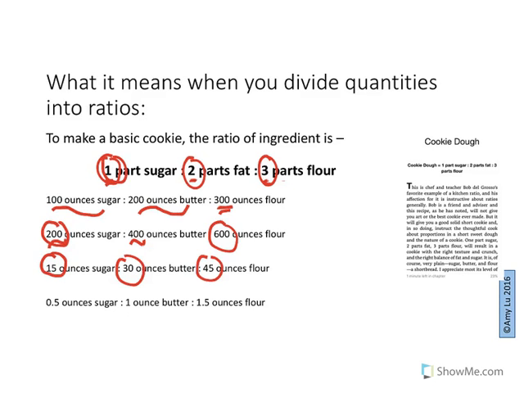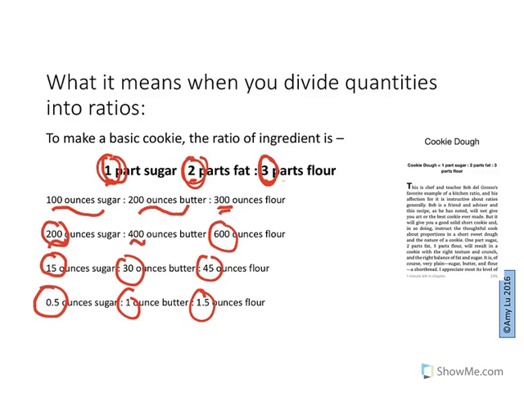And you can also go half. So 1 part sugar, if I use half of an ounce of sugar, that means I would have to divide this 2 by 2 to get 1, and also that 3 by 2 to get 1.5. So that ratio keeps the cookie recipe the same no matter how much sugar, butter and flour I use.